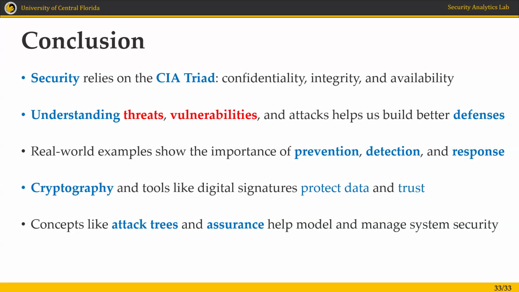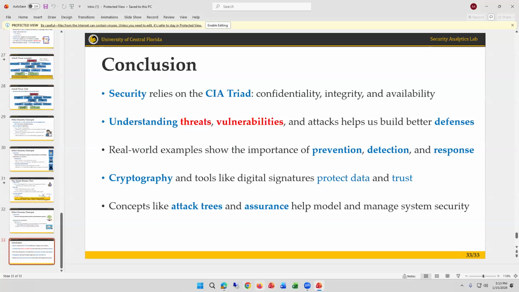We talked about real-world examples, and those real-world examples might not be the most recent. There are recent vulnerabilities. To find them, you can visit a website called CVE, which reports all the vulnerabilities. I can show you that after we finish the slides. Cryptography and tools like digital signatures protect the data and trust, and they achieve the CIA triad. And concepts like attack trees and assurance help model and manage system security. So I just want to show you this in case you're interested.